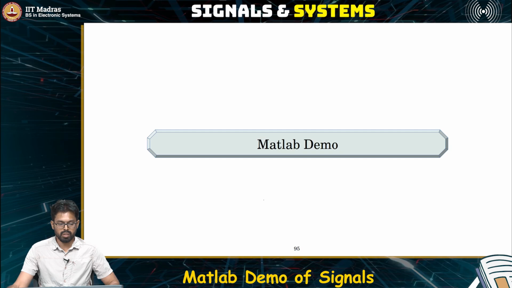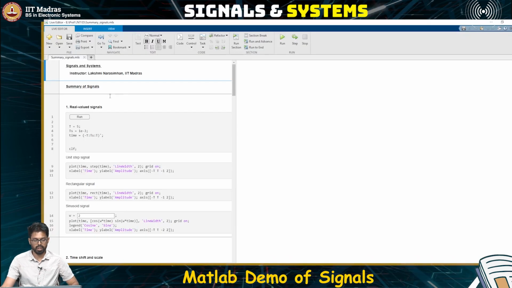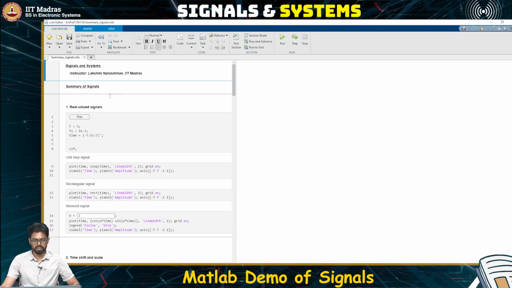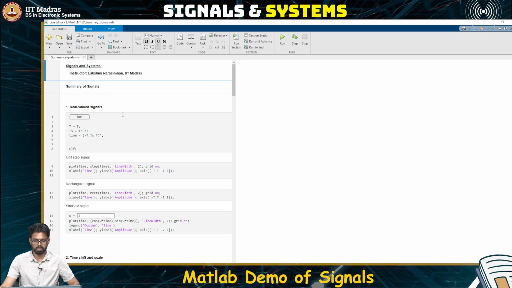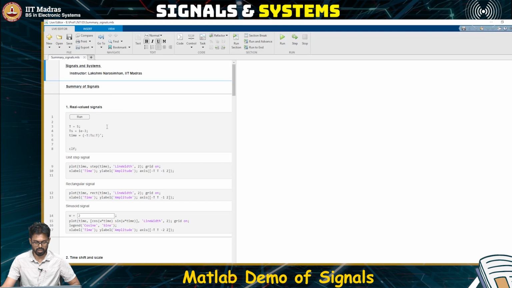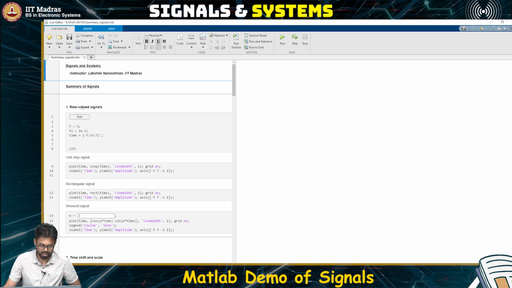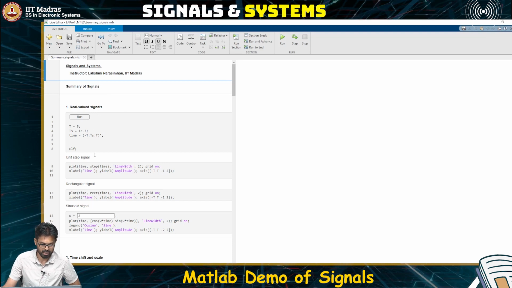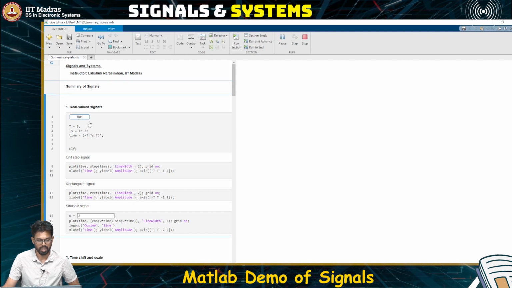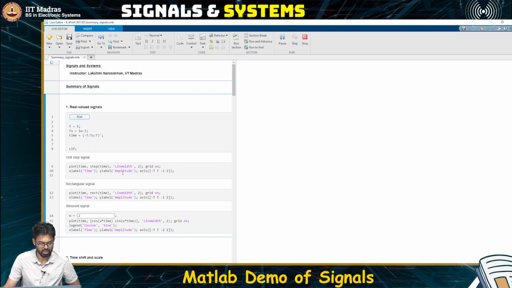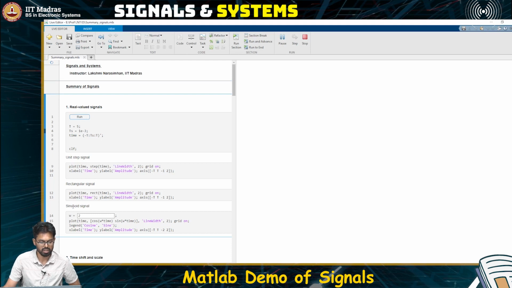Now let's see a small demo in MATLAB where we have simulated all the signals that we have seen earlier, and all the properties of it and how the manipulation of the signal affects those properties. The first is the set of standard signals that we have seen before. Here we have the step function, the rectangular function and the sinusoid.